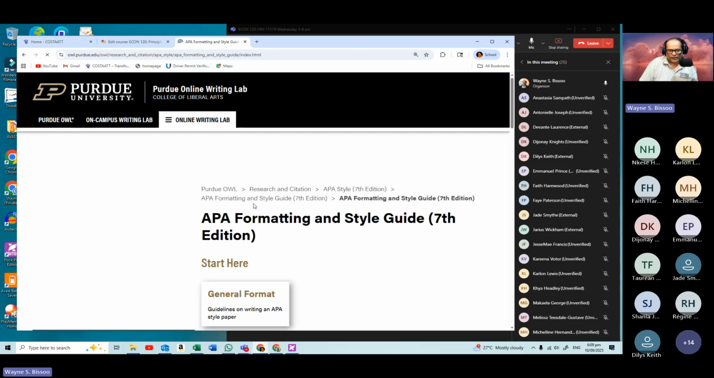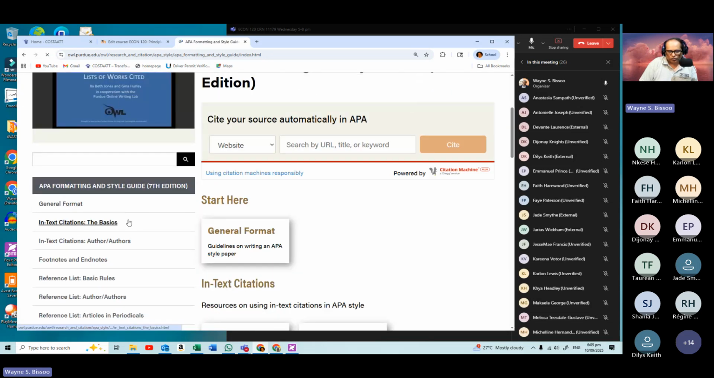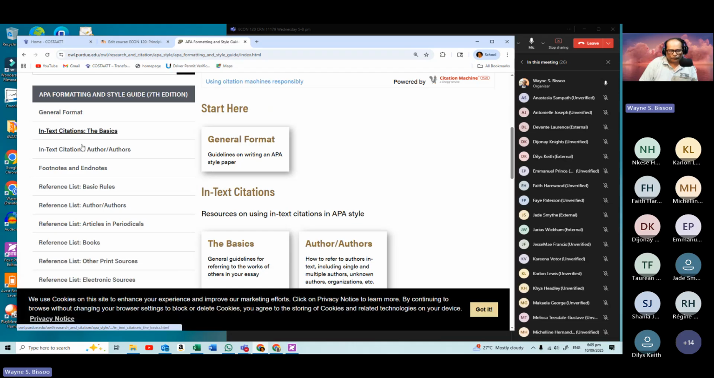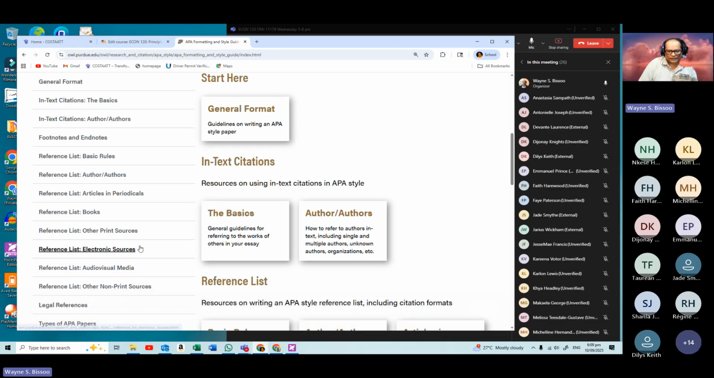So once you go to the APA guide, it'll give you detailed instructions about how to go about doing the APA format citation in all of its areas. This is one of the things that tends to be the most challenging for students in this course. The need to understand that academic papers in this course require appropriate citation.